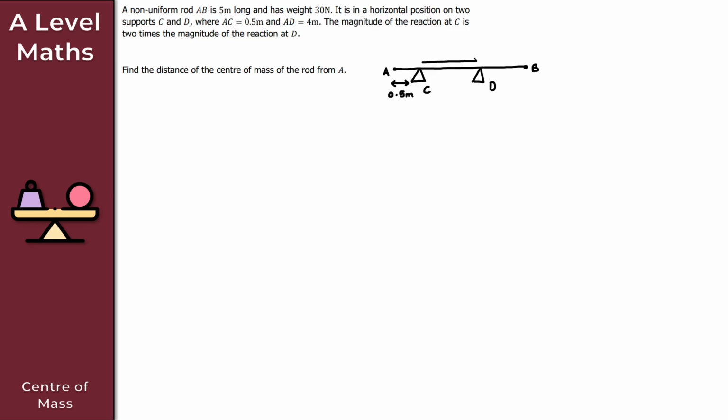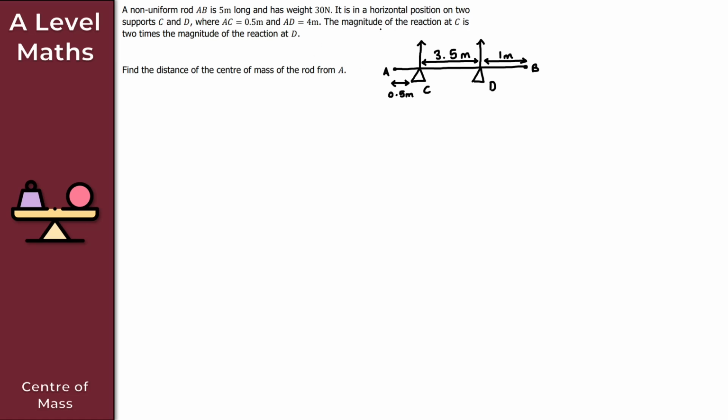So in that case, we can see that from C to D, that must be 3.5 meters. And if from A to D is 4 meters and the total length is 5 meters, what that means is this length here must be 1 meter. Like so. Now we do also have these two supports, and at the supports we will have the reactions. I've got a reaction at C here. We also have a reaction at D.